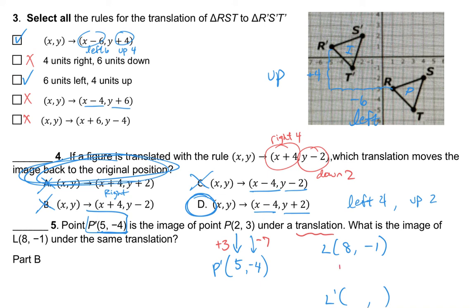I've got to do plus 3 for my x, or right 3. I've got to do minus 7 for my y, or down 7. So you just do the math here. 8 plus 3 means I'm going to end up at 11 on the x coordinate, and negative 8 on the y-axis. So we just had to apply the same translation, because that's how you do translations. You apply the same rule to every point.